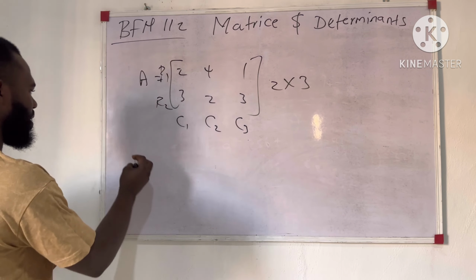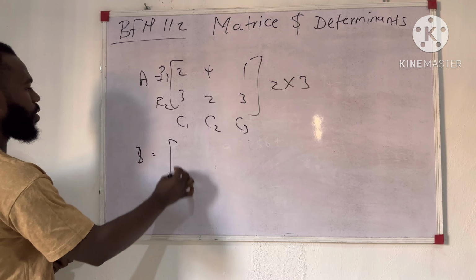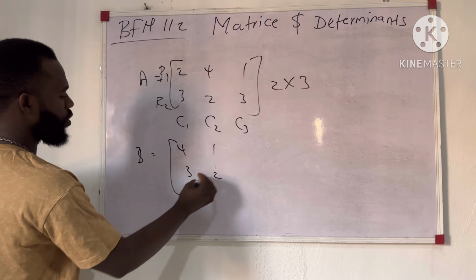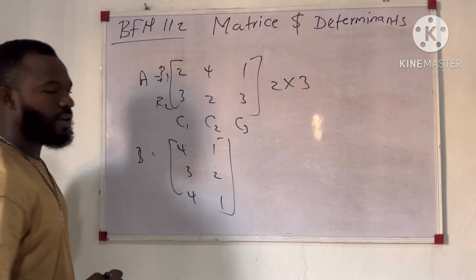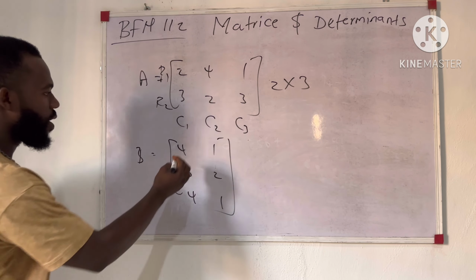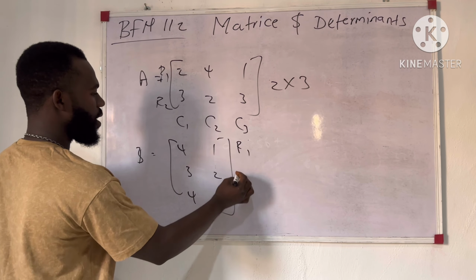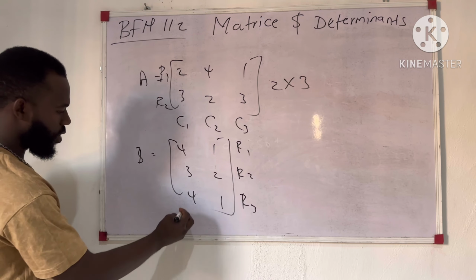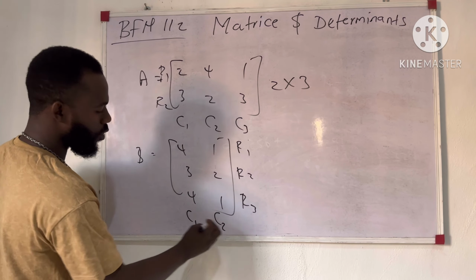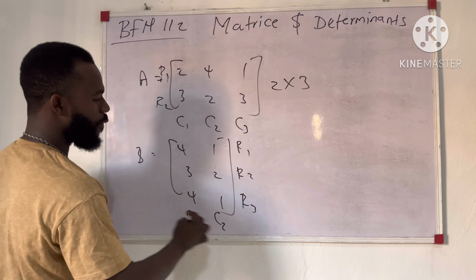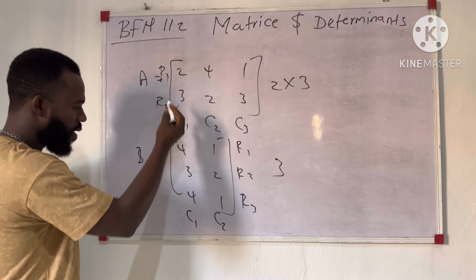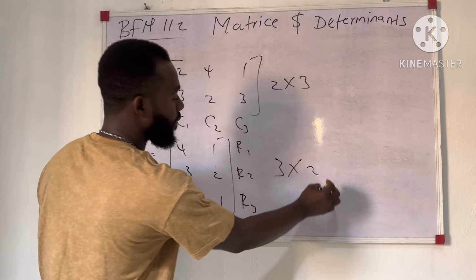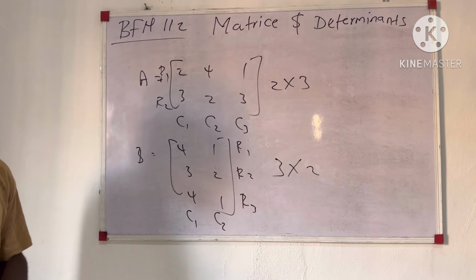What if I have something like this? B is equal to 4, 1, 3, 2, 4, 1. What kind of matrix is this? Now, this is row 1, this is row 2, and this is row 3. And this is column 1, and this is column 2. So if you count the number of rows, we have 3, and when you count the number of columns, we have 2. So this is called a 3 by 2 matrix.